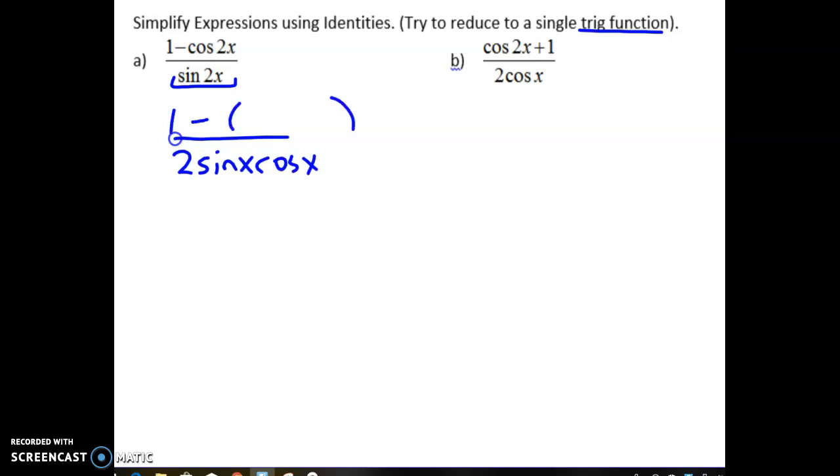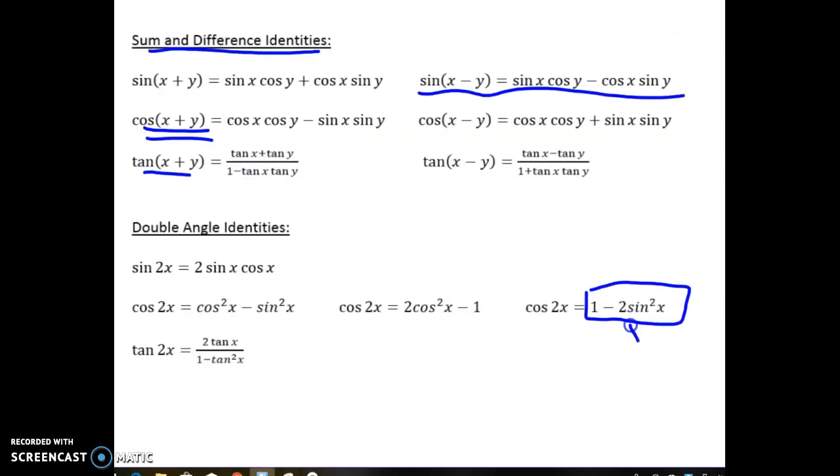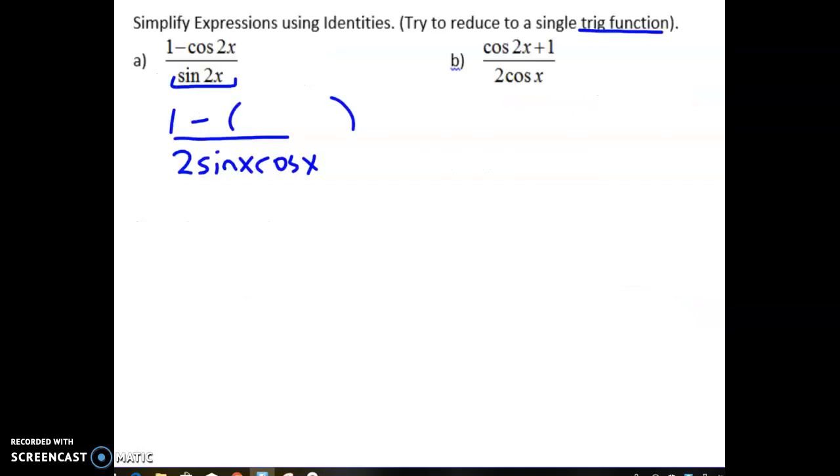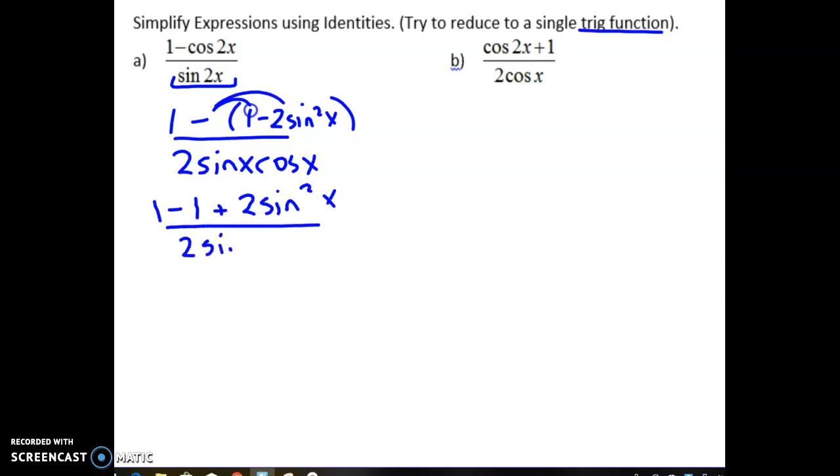Now the top has a cos 2x. But what's tricky with cos is that there's 3 options for the double angle. So you have to pick the option that will hopefully give you something that will cancel with your denominator. So we're going to try this one because of the 1 in front. So 1 minus 2 sine squared x. Now when we put the negative in, we're going to get 1 subtract 1 plus 2 sine squared x over top of 2 sine x cos x.